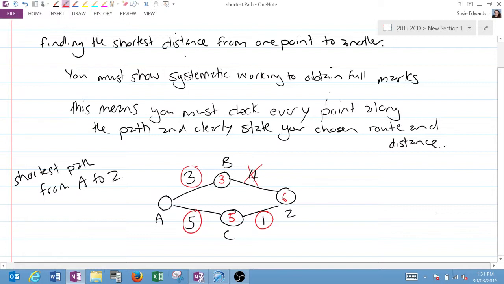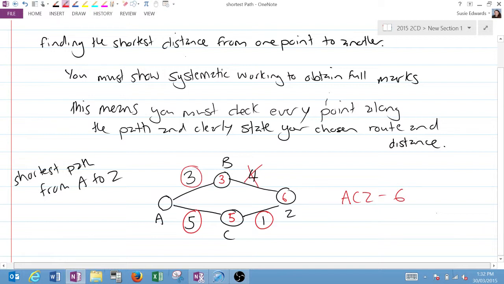I went from C back to A, and you can see that by where the circles are. I know there's a circle here, but what happens? This one gets crossed out, so it doesn't matter. Okay? And so your answer would then be A, C, Z, 6, and that's your answer. Can everyone see that?